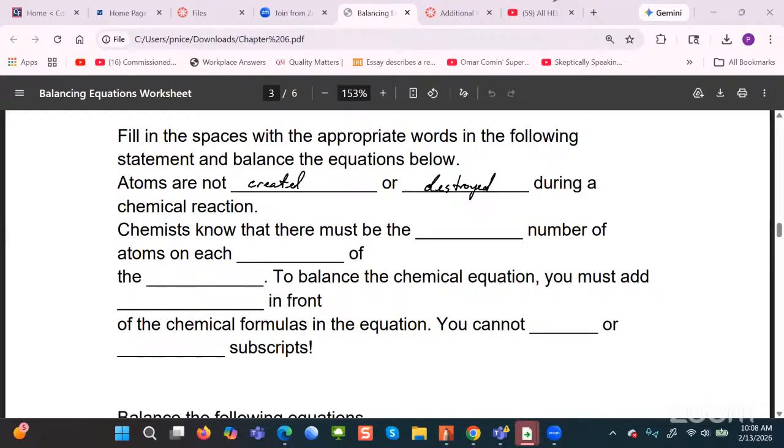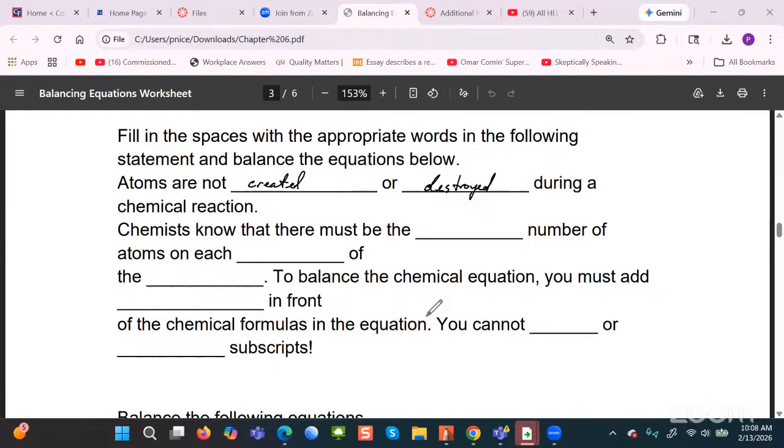Okay, somebody said, I think this is Pierre, balanced. I'm not sure where that would fit into those spaces here. Look at the sentence carefully. It says chemists know that there must be the blank number of atoms on each blank of the blank. All right. Let's see what this person is saying. Things are coming kind of fast at me right now. Hold on 1 minute.